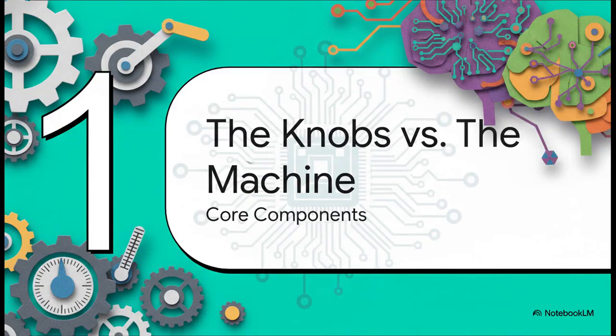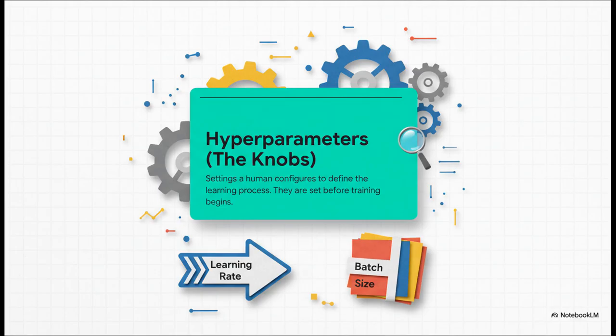Okay, so to really get our heads around this, we need to understand the two main pieces of the puzzle. First, there are the settings that we control. We'll call them the knobs. And then there's the learning that the machine does all by itself. So first up, we have the hyperparameters. These are the knobs. They're the big picture rules that you, the human, set for the model. Think of something like the learning rate, which is basically how big of a step the model takes while it's learning. Or maybe the batch size, which is just how much data it looks at in one go. You decide all this stuff up front.